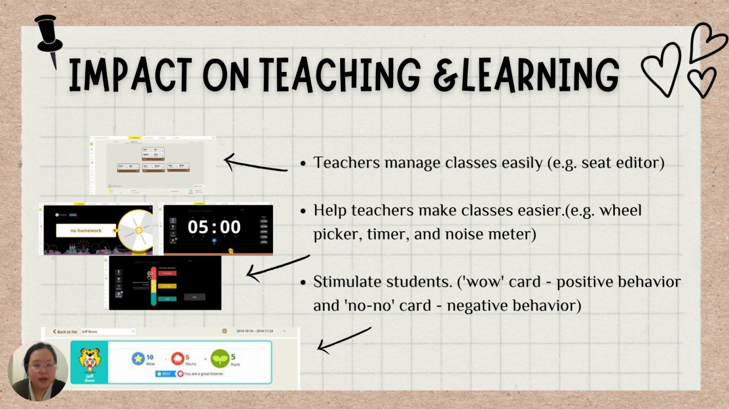In addition, some features of Class 123 can make classes easier. For example, the wheel picker, the timer, and the noise meter. Wheel picker is characterized by randomness. When applied in the classroom, a student will be randomly selected from the class list.